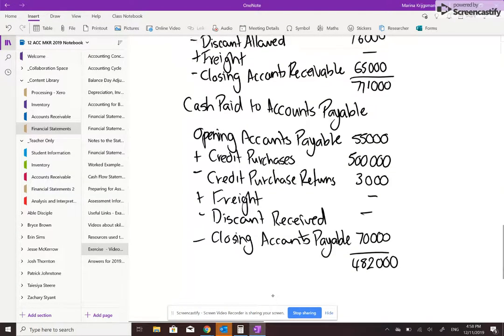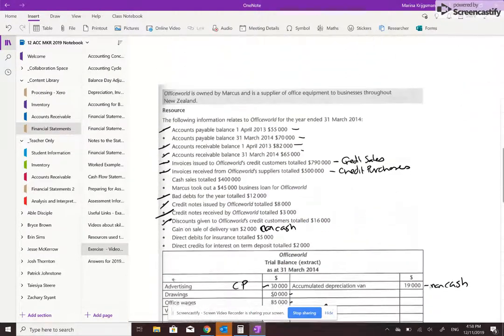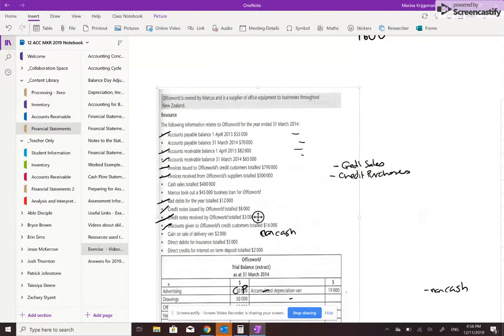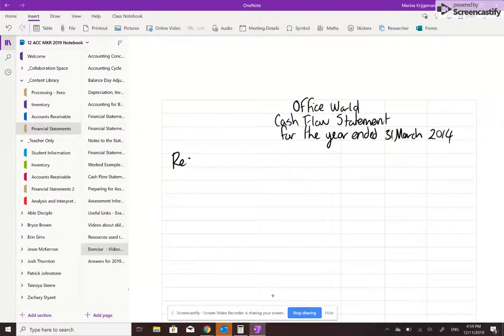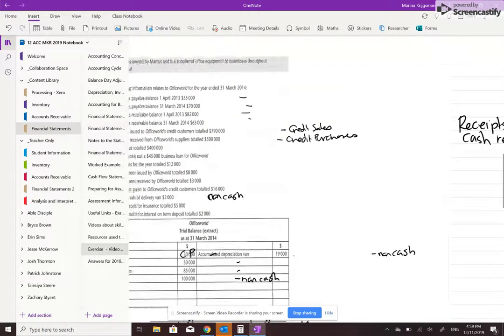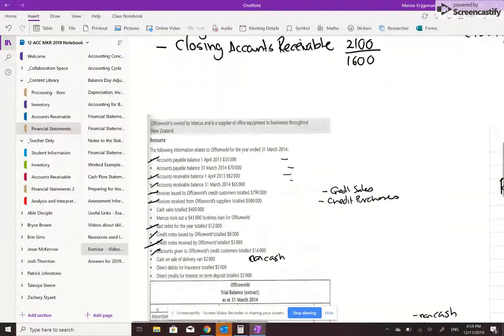So, yeah, right. So now we're ready to do our cash flow statement, and we're just going to start. So we need to put in all our receipts first. So I'm going to put in all our receipts, and we'll start with cash received from accounts receivable, so we don't forget it. Okay, 771,000.